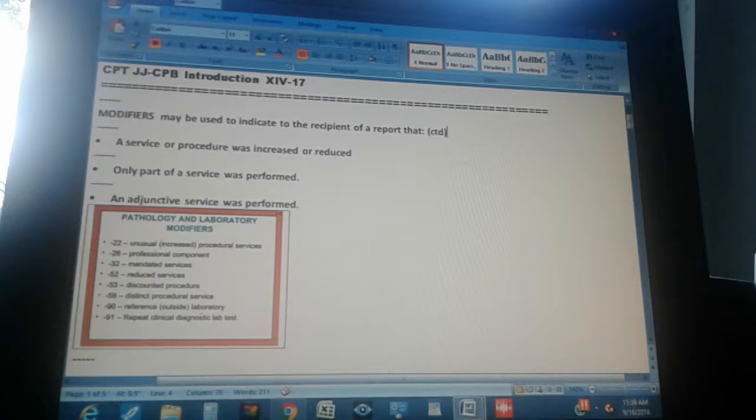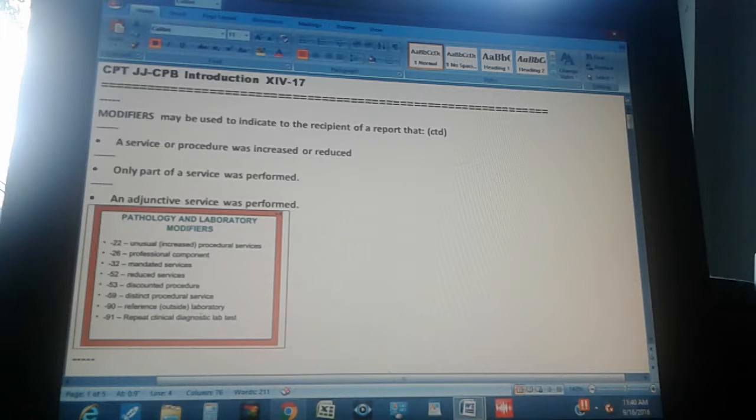And then the last one is an adjunctive service was performed. What's an adjunctive? Means beside it, close to it. Adjunctive means just near it, right? So something extra was performed. So you use a modifier for that.